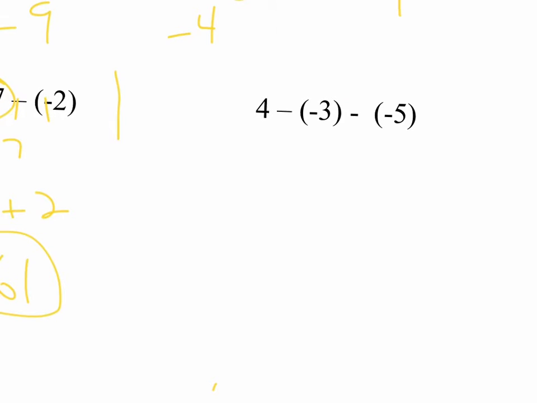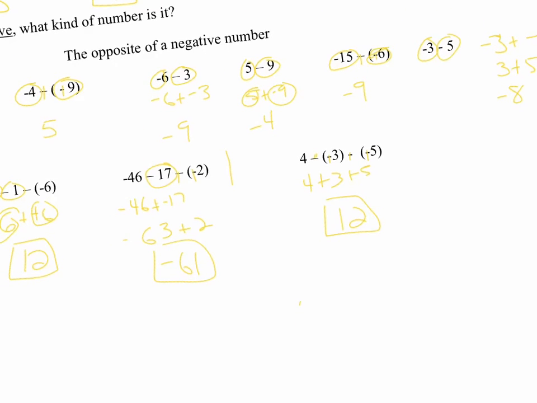Okay, so going to the next one, this double negative, we change right away to positive. Double negative, change to positive again. So these are all positive, so technically it's 4 plus 3 plus 5. You should know how to do that. That's 9, 10, 11, 12. That's 12. Okay. All right. So that is adding and subtracting integers.